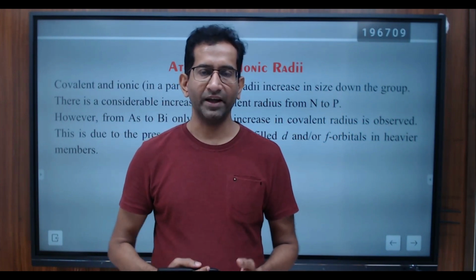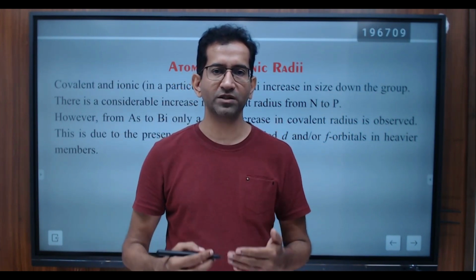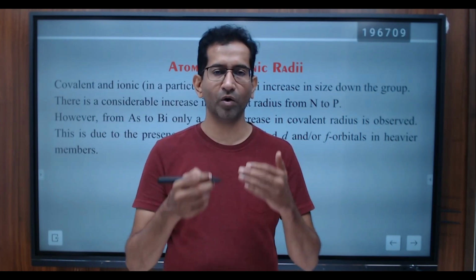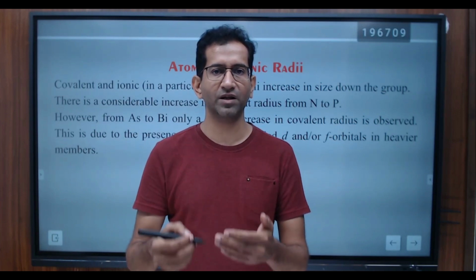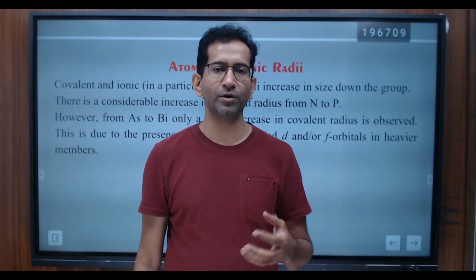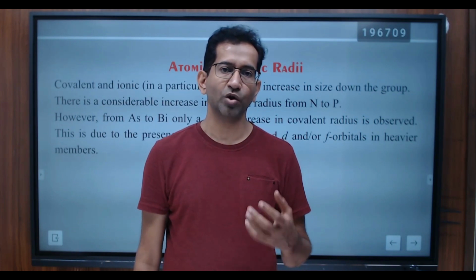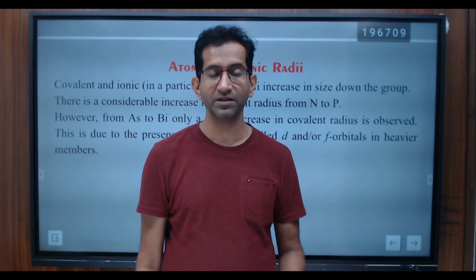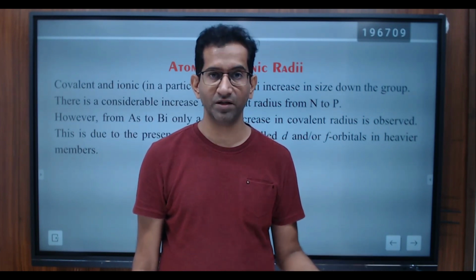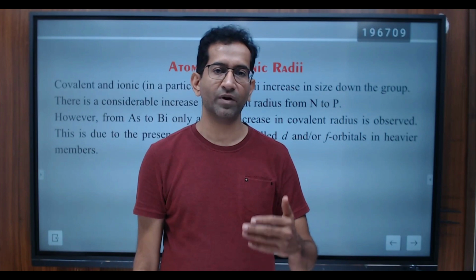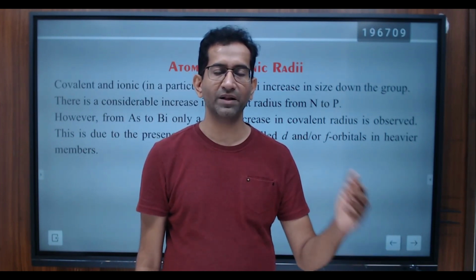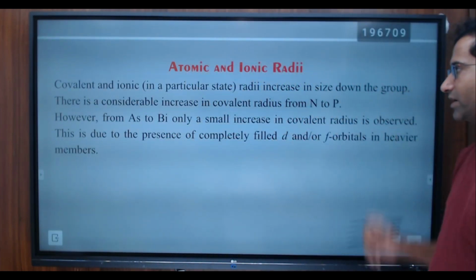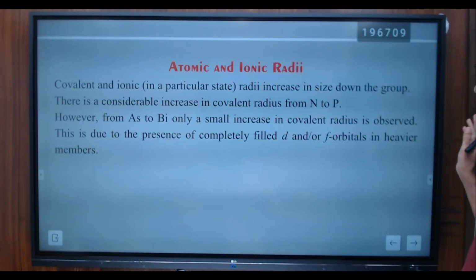Atomic and ionic radii. As we go down in the group, a new principal quantum number is added each time, so going from nitrogen to phosphorus to arsenic to antimony to bismuth, each time a new principal quantum number is added, so the electron goes farther and farther from the nucleus, and due to that atomic radii increases. Of course ionic radii also increases. So going from nitrogen to phosphorus to arsenic, antimony, bismuth, atomic as well as ionic radii increases. Covalent and ionic radii increase in size down the group.